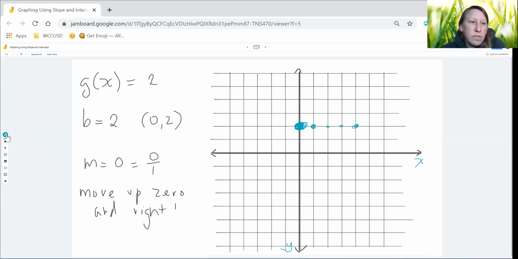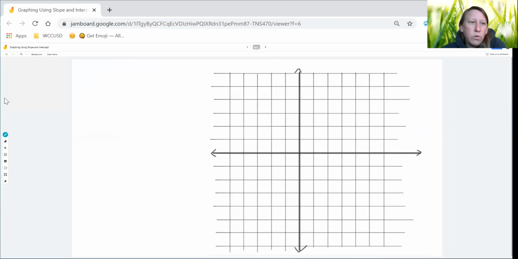So what happens? This one's kind of special because it's a horizontal line. This is the line g of x equals 2. This is a line where all the things coming out are 2. All the y values are 2. It's 2 here, 2 here, 2 here, 2 here. Every time you put something into the function, 2 comes out. All right, one more tricky one.